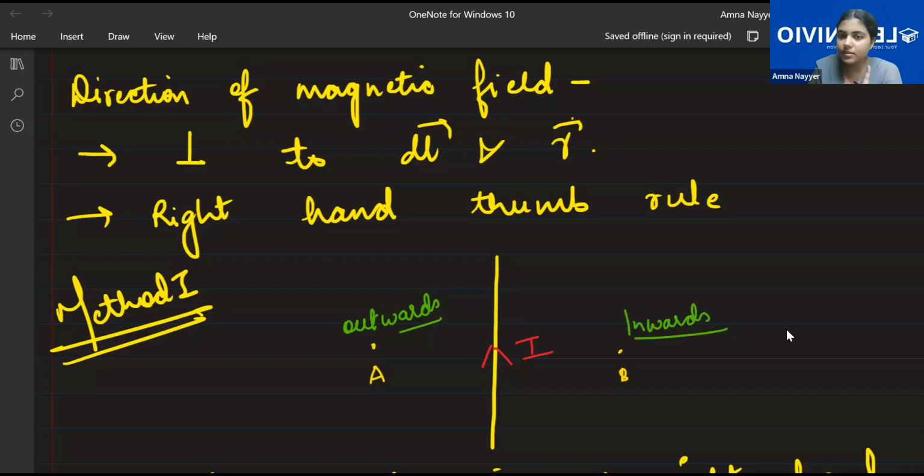Tell me, have you all understood this? Yes, ma'am. Got it?